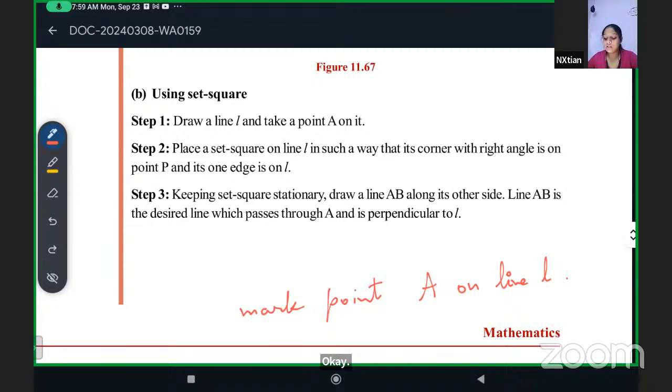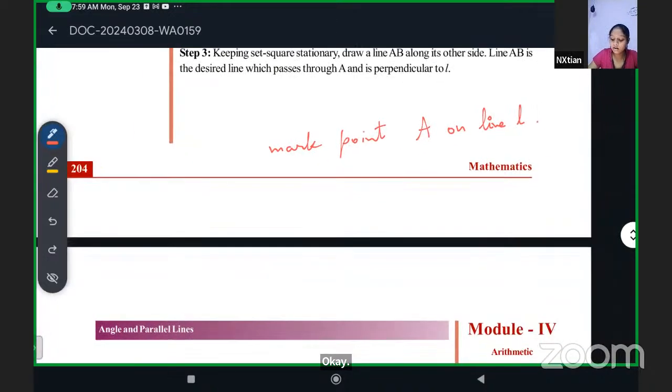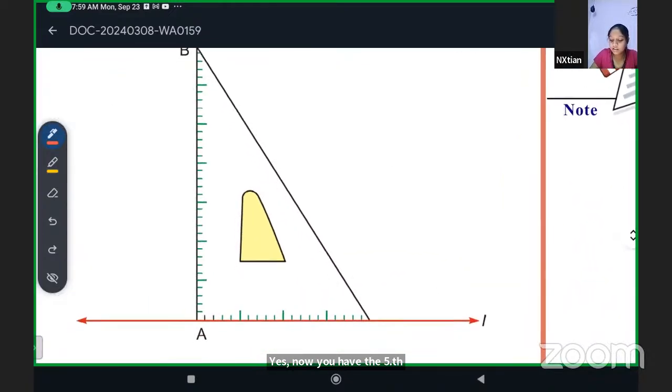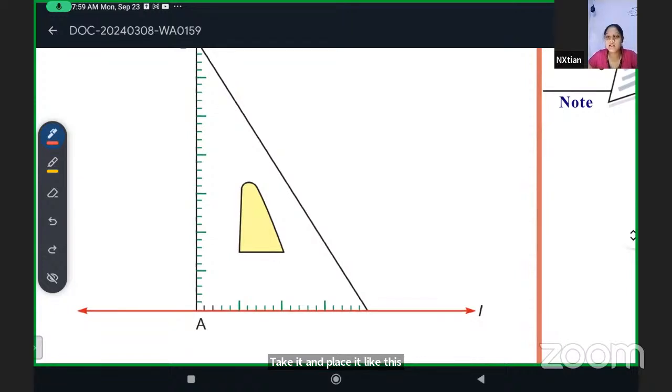Yes. Now, you have the set square. Take it and place it like this on the A point. The corner edge of the set square should be on the A point, because that one is a right angle, right? Yes, only the one which is right angle, you place it here on the A point, like this.